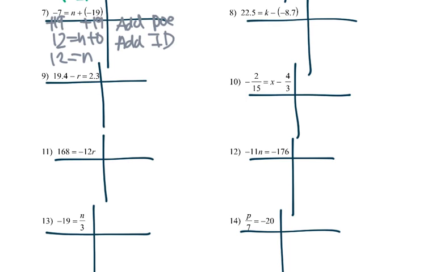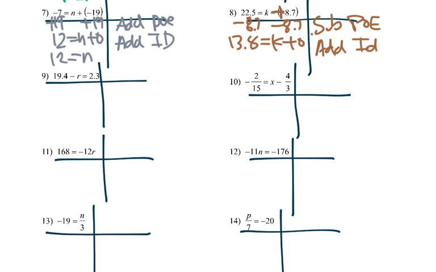You should see a lot of similarities here between these first ones. So 22.5 equals k minus negative 8.7. Minus and negative is really like plus. So we're subtracting 8.7 from both sides, giving us k plus 0 on the right side. And then 22.5 minus 8.7 gives us 13.8. And that was a subtraction property of equality. Then we can drop the 0 with the additive identity. We get 13.8 equals k.